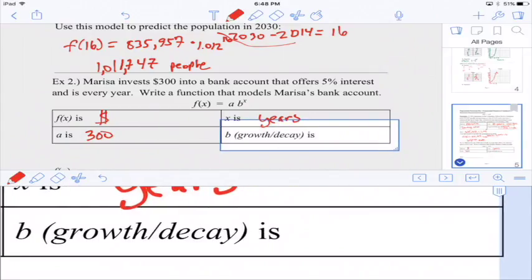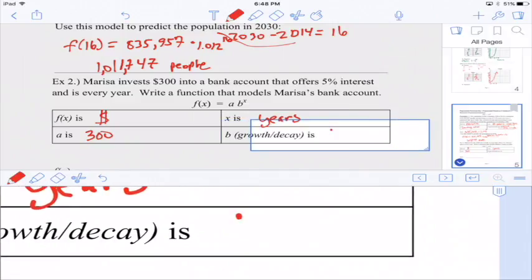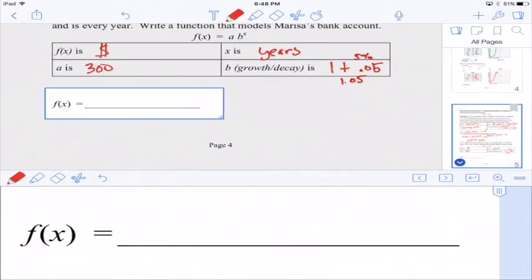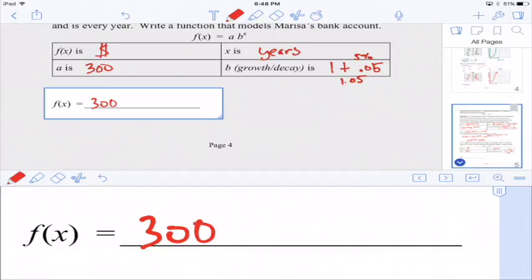B is my growth or decay rate. Again, I'm getting interest, so my money is growing. So I'm going to do 1 plus that 5%. Well, 5% is 0.05, so my growth rate, B, is 1.05. So my function is 300 times 1.05 to the x power.